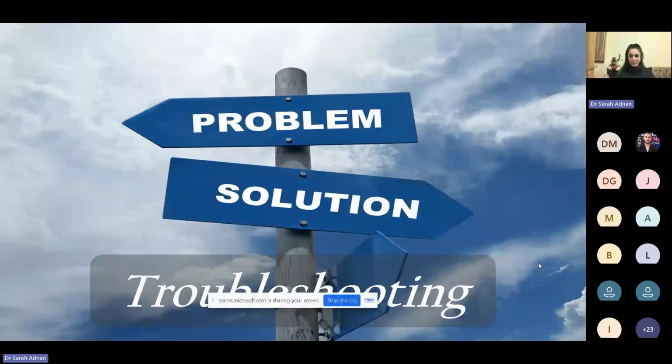Another aspect that we will talk about today is troubleshooting. Troubleshooting in clear aligners, including identifying the problem and finding the appropriate solution for that problem. That will help us to realign the treatment with the biological response and the correct biomechanics.